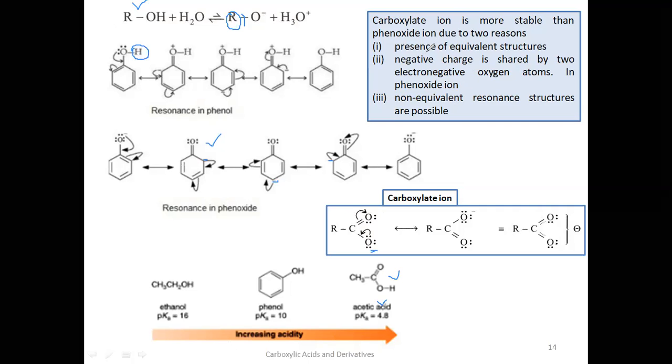What is the reason for its higher acidic strength? The reason is the presence of equivalent structures. See here, both are equivalent structures. Whereas in these resonance structures here, the negative charge is on the oxygen, and in this case the negative charge is on the carbon. The structures are not equivalent. Also, the negative charge is shared by two electronegative oxygen atoms in the carboxylate ion, here 1 and 2, whereas in phenoxide all the carbon atoms share the negative charge. These two are the reasons.